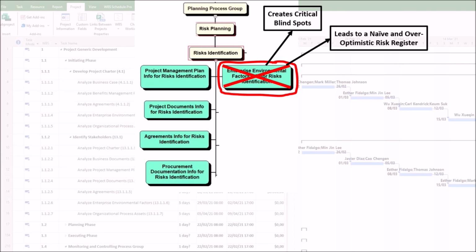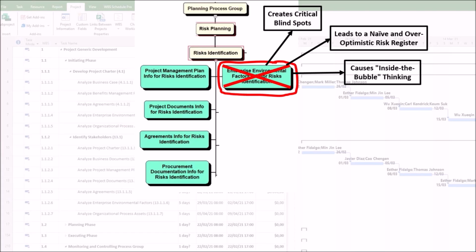2. It leads to a naive and over-optimistic risk register. The risk register becomes a list of minor, internal project issues, such as a team member may go on vacation, while ignoring the larger environmental threats that can derail the entire project. For example, a construction project identifies risks related to contractor delays but completely misses the risk of a new zoning law, which is a regulatory enterprise environmental factor, being debated in the local city council, which could halt the project entirely.